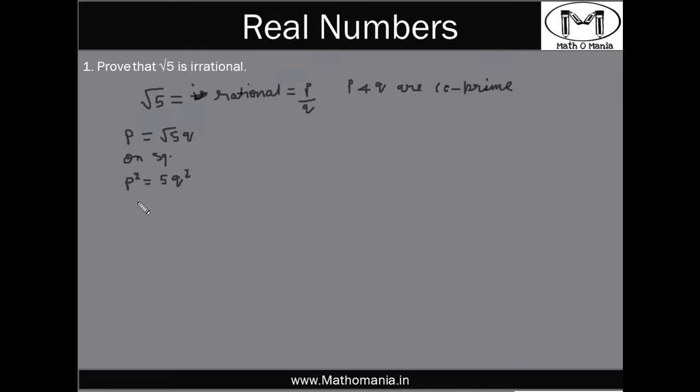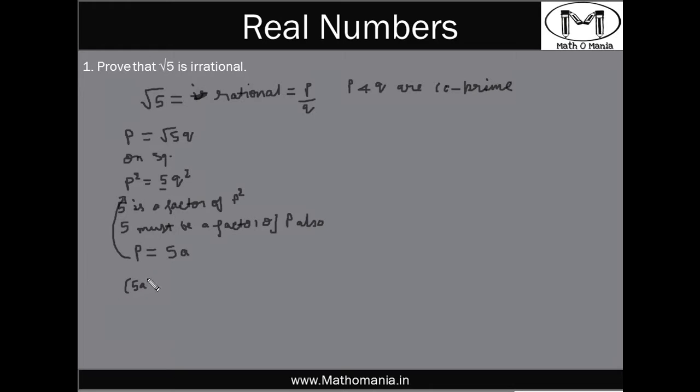So we can see that 5 is a factor of p square. So 5 must also be a factor of p as well. That means p is some number which is a multiple of 5. So let us write p as 5a. Now we will substitute this value in this equation.